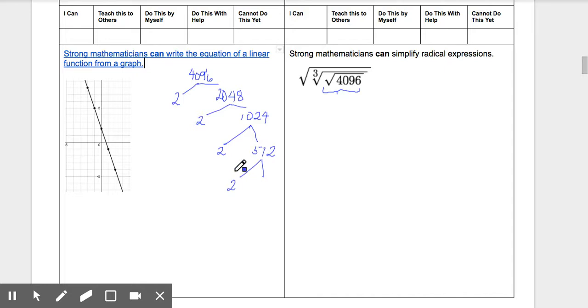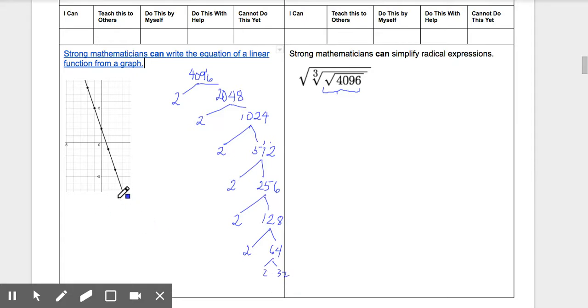So now, 512 is still divisible by 2. 5 divided by 2 is 2, there's an extra 1. 11 divided by 2 is 5, 5 times 2 is 10, there's an extra 1. So 12 divided by 2 is 6. So 256. And we know that 256 is 2 times 128. 128 is 2 times 64. And 64 is 2 times 32.